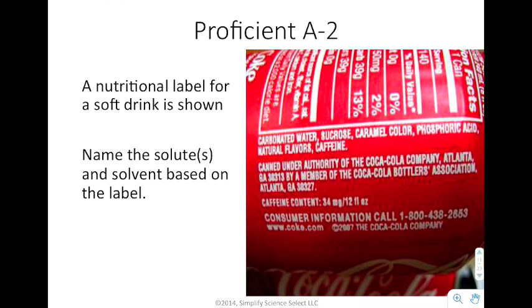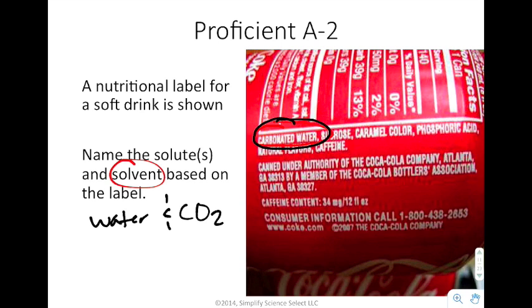Next, it says the nutritional label for a soft drink is shown below. Name the solutes and solvents. So the first thing we need to do whenever we're looking for the solvent is identify the largest one and what's there the most of. When you look at what there's the most of, it's the first ingredient, carbonated water. Now the problem with carbonated water as our solvent is it actually already has something dissolved in it. Carbonated water is water and CO2, carbon dioxide. So we need to pick the solvent based on that.